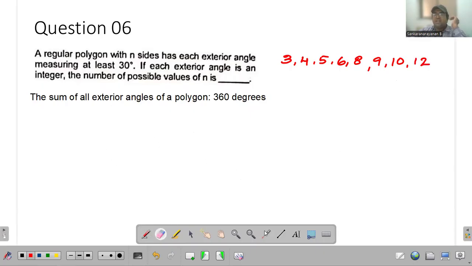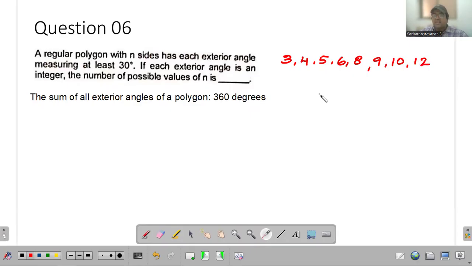Further, if you are going to increase the number of sides and make it 13, 14, etc., you can see the measure of an exterior angle is going to become less than 30 degrees. But in the question, it is said the value should be at least 30 degrees, right? So we can think about the possible values for n as 3 or 4 or 5 or 6 or 8 or 9 or 10 or 12.